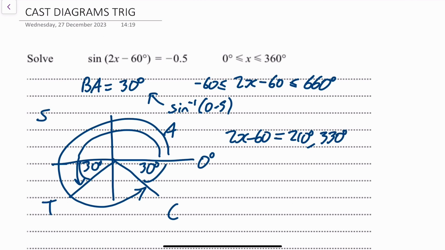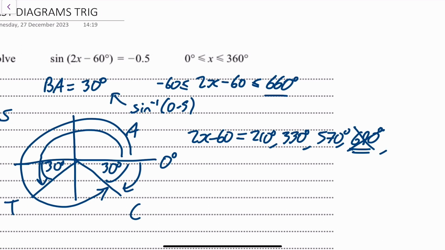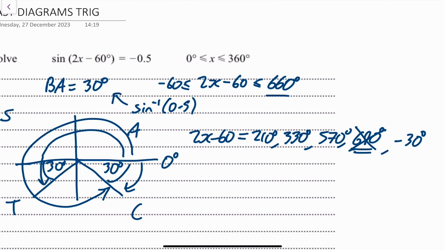And then if we add 360 to those for another turn, you're going to get 570, and this one is going to give you 690. Now notice this last one is outside my range, so I'll put a wee X through it, and I know I'll probably have to go back, and if I'd gone back, that would have given me minus 30 degrees. So there's my 4 angles I have.